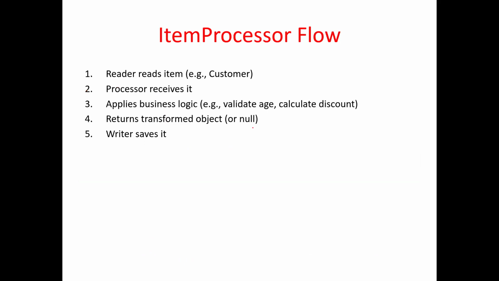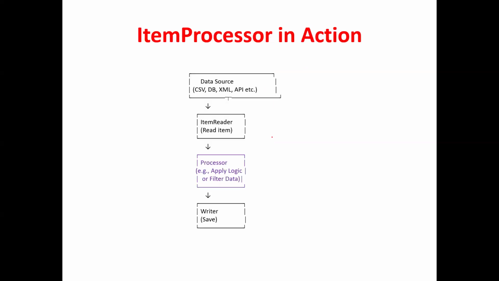Okay, the flow: I am retrieving the customer data, I am processing the data, applying the business logic and returning the data, and sending it to the writer. That is the save operation here. Like in terms of a high-level diagram, this is the place where the item writer will come into the picture. Sorry, the item processor will come into the picture in this specific place, wherever I am highlighting.